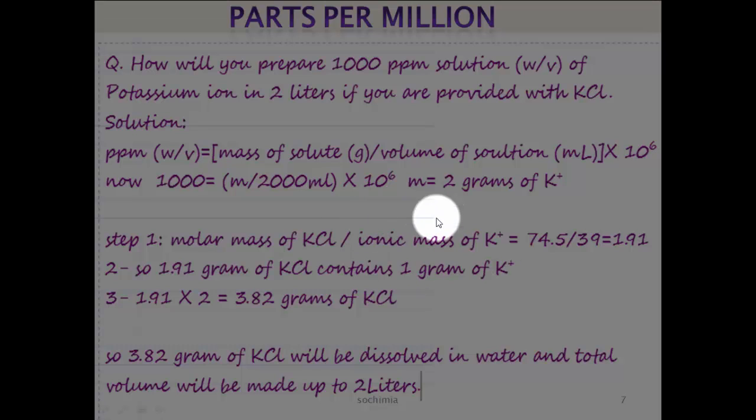How much do we need? We need 2 grams. So it means that 1.91 multiplied by 2 is 3.82 grams of potassium chloride. So we have to dissolve 3.82 grams of potassium chloride in 2 liters to get the required concentration of 1000 ppm of potassium.